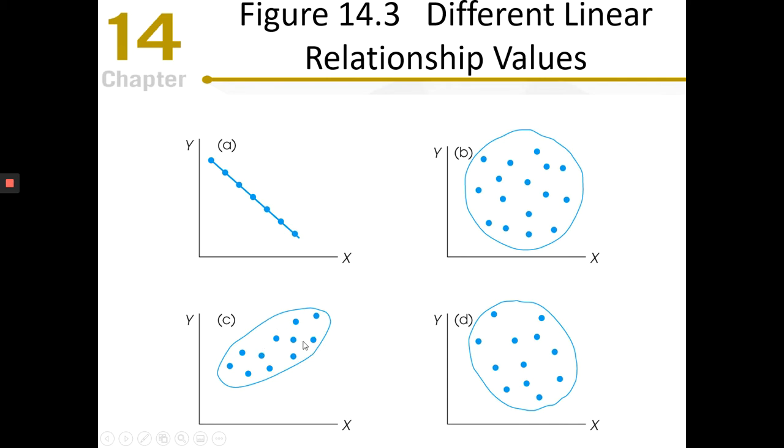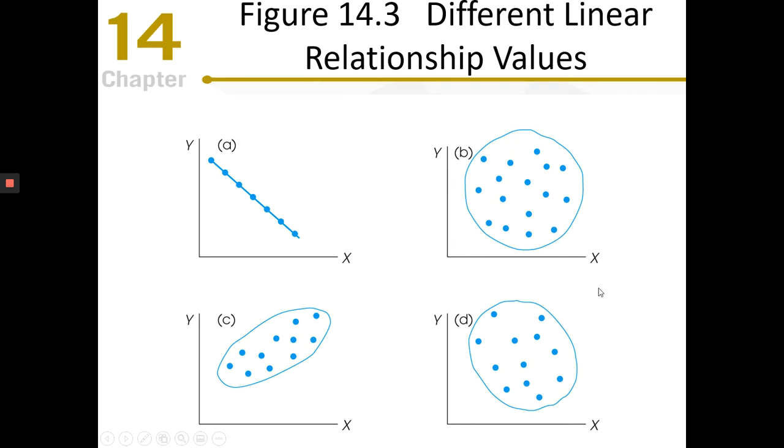Hopefully you said it's a fairly strong. Why do I say it's strong? Because the dots are closer together. It's not perfect. When we put a line here, the dots will be off the line, but it's pretty close together. So it's a fairly strong positive correlation. As scores on X go up, the scores on Y are going up in general.